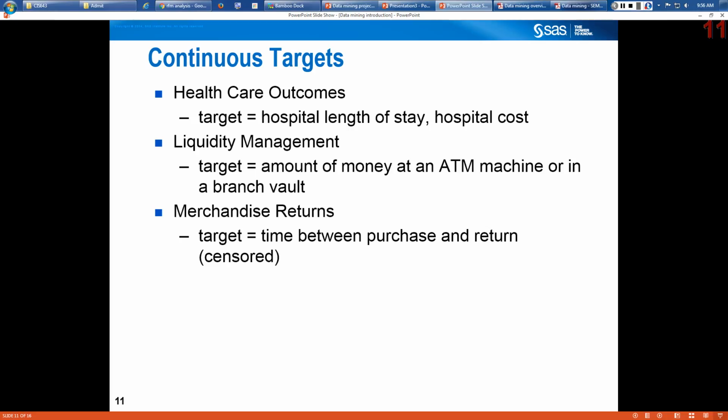Okay, and another in finance, for example, the amount of money at an ATM machine or a branch vault could be the target variable, and it will be a continuous type of variable. Okay, also customers buying an item and then returning it after some time. So the time between purchase and return could be a continuous target.